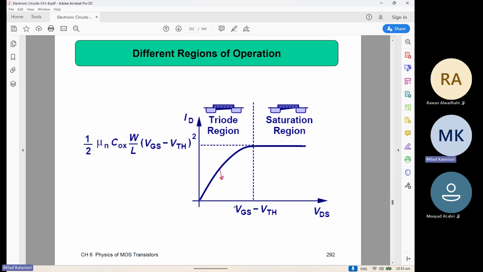And then if the VDS is larger than VGS minus VT, the device goes to the pinch off region. As you see, the charge density at this region starts to be pinched, and then the current will be constant, which we call the saturation region for the MOSFET.